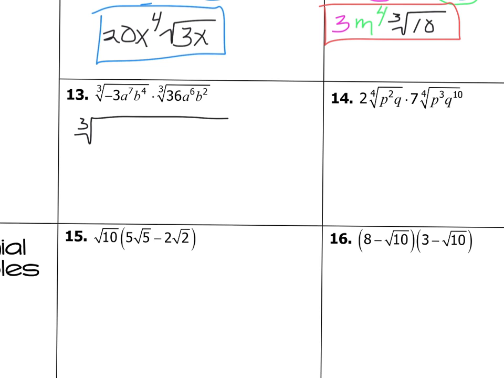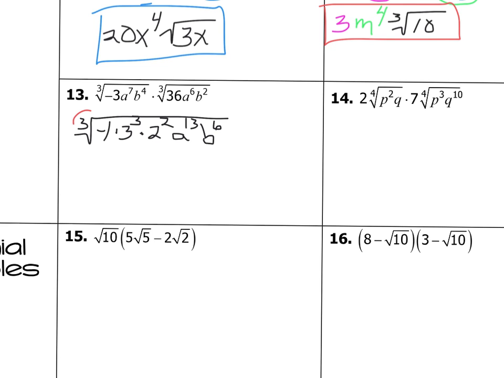I'm going to pull that negative out as a negative 1 times, and then a 36 is 6 times 6, and each of those 6's have a 3. So I've got 2 3's in the 36, and I have a 3 here. So I have 3 to the 3rd times, and then the 2 6's each have a 2, so then I have 2 squared. And then a to the 7th, a to the 6th, add those exponents, I get a to the 13th. And then b to the 4th, b to the 2nd, add those exponents, I get b to the 6th. Make sure you're adding and not multiplying.